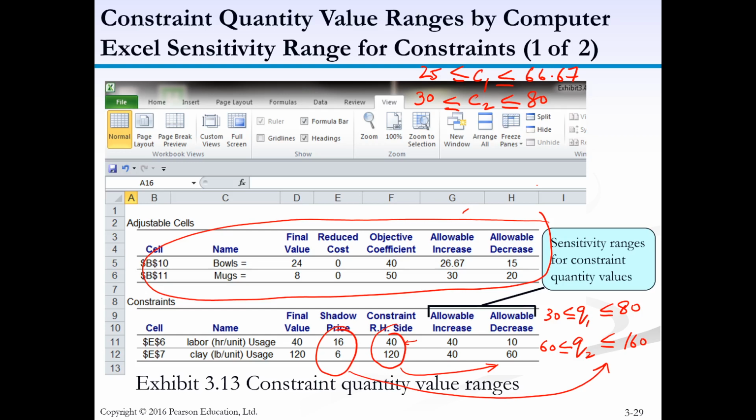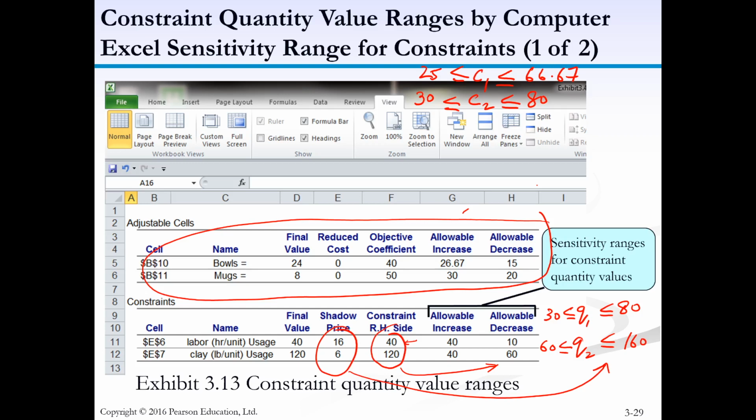And if, for example, a laborer comes and says he's willing to work for $10 per hour, then we can hire him because the worth of this resource is 16. If he says I'm willing to work for $20 per hour, should we hire him? The answer is no, because the worth of this resource is only 16.